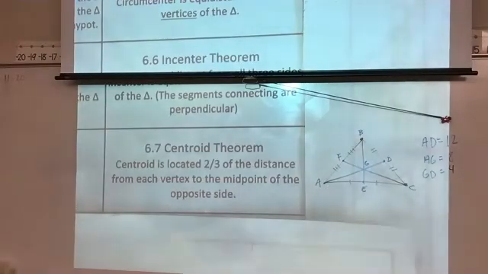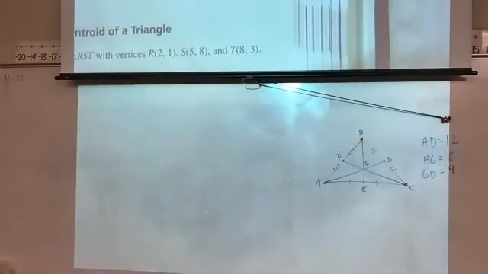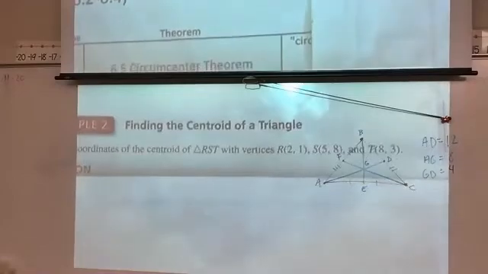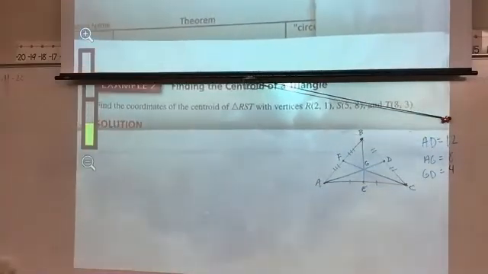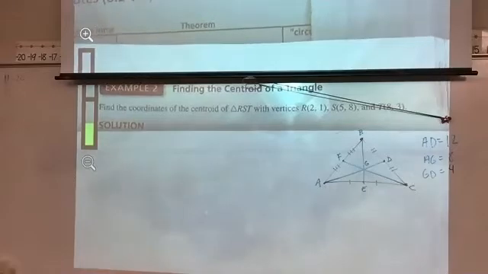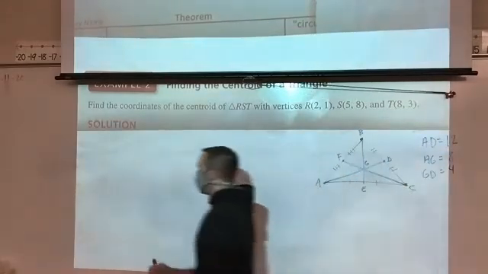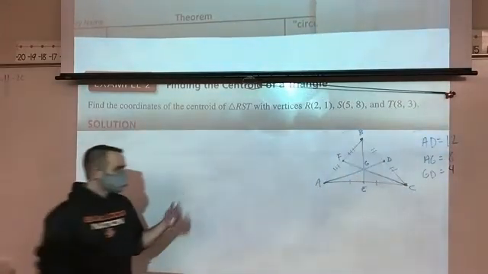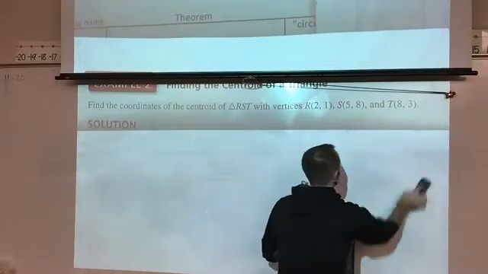So the other type of question that we're going to see, and I told you yesterday that this was coming, we do have to look at the coordinate plane today. Okay, so we have to find the coordinates of the centroid for this. I told you yesterday that the incenter was the one that we weren't going to find. So now we have to. So we're going to look at this problem.